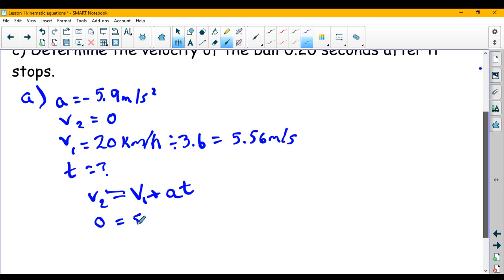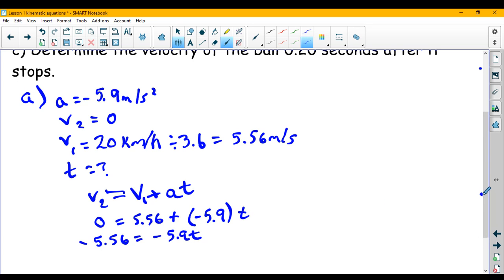V1, remember, use your changed one, the 5.56. I've seen people change it and then forget and use their kilometer per hour. It's very easy to do. I'm going to use negative 5.9. That negative is super important because it's slowing down. If I put in a positive by mistake, I will get a negative time, which is impossible. I'm going to move this over first. When it moves over, it becomes a negative. Because it's positive on the one side, it will become negative on the other. And I get negative 5.9 t.